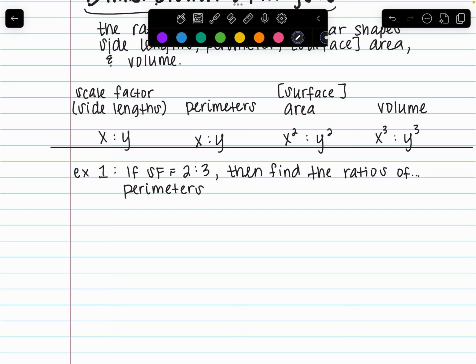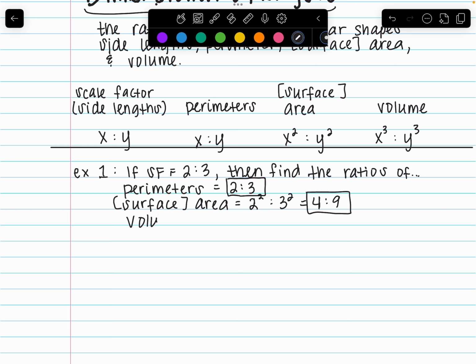The ratio of the perimeters would be 2 to 3, because if you remember up here, it should be the exact same as the scale factor. The ratio of the areas, or the surface areas, again, I'm putting this in the brackets because it could just be regular old two-dimensional area. That would be 2 to the second power to 3 to the second power, so that would be 4 to 9. I'm going to put a box around these so we understand what the actual answers are. And then for volume, that would be 2 to the third power to 3 to the third power. So that would be 8 to 27.